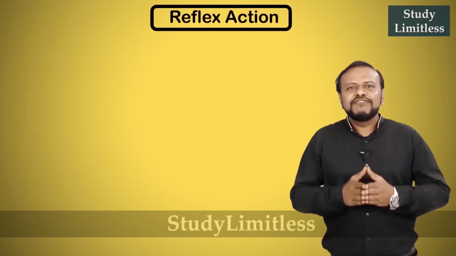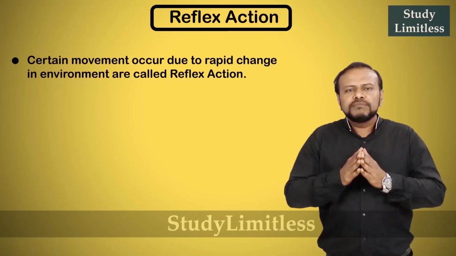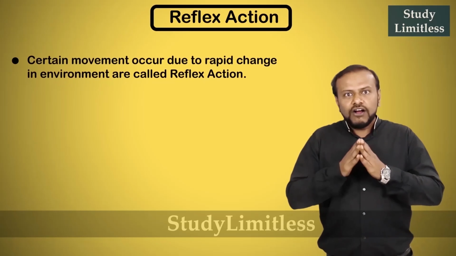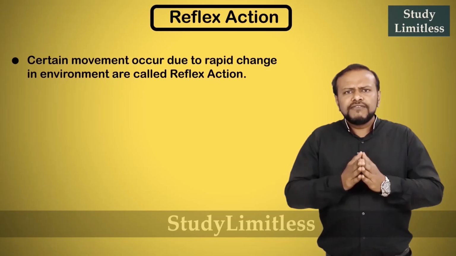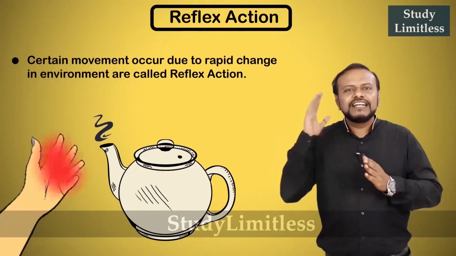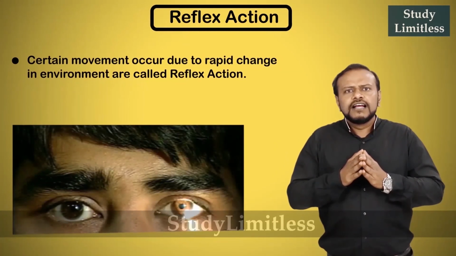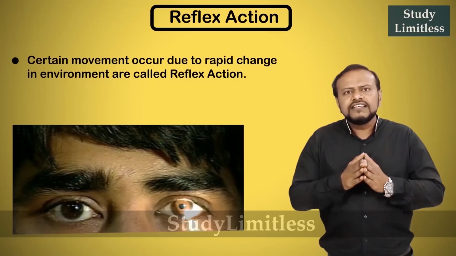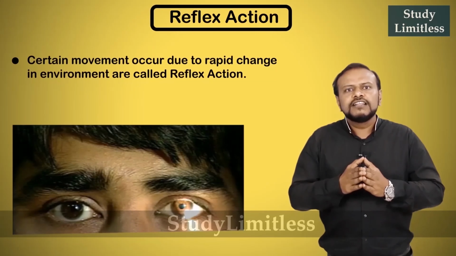Now let us discuss reflex action. In living organisms, certain movements occur because of a rapid change in the environment. These movements which occur due to the rapid change are known as reflex actions. An example of reflex action would be when you touch a hot object, you immediately retract your hand, or when a bright light is shone on your eyes, your eyelids tend to close. These are all examples of an immediate change in the environment, as a result of which the movements occur.